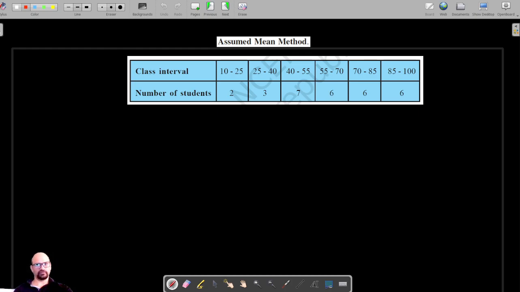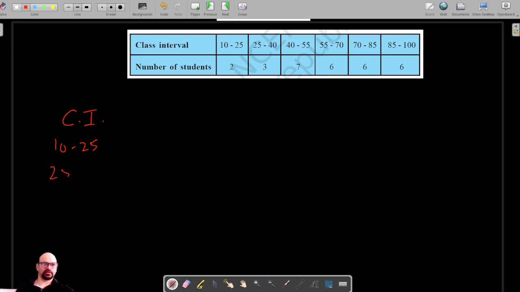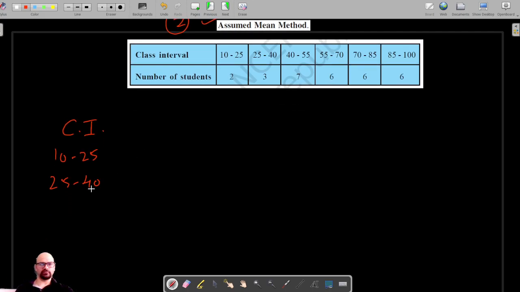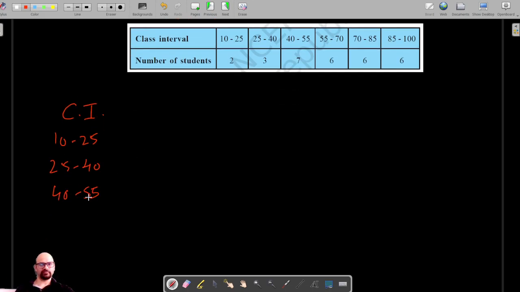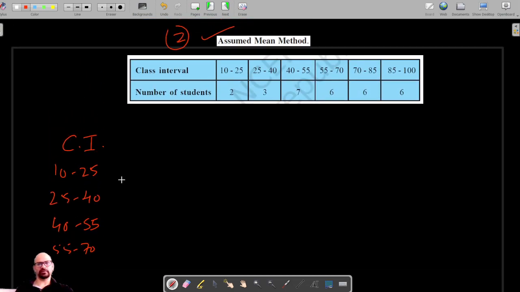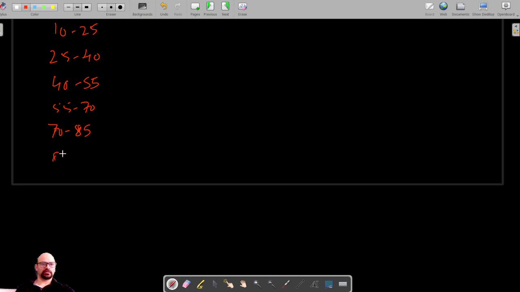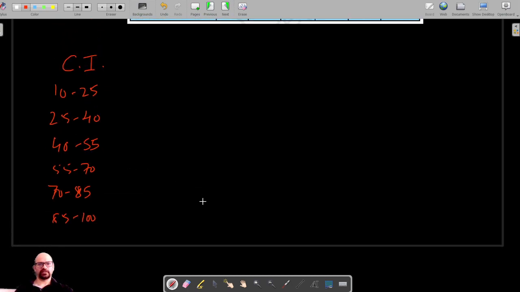Now for the assumed mean method, we are once again going to find the class marks. Let's consider the same table: class interval, class marks, and frequency. Let me just recreate the table once again. The class intervals are 10 to 25, and we are going to discuss in this case the second method, which is the assumed mean method. 10 to 25, 25 to 40, 40 to 55, 55 to 70, 70 to 85, and 85 to 100.